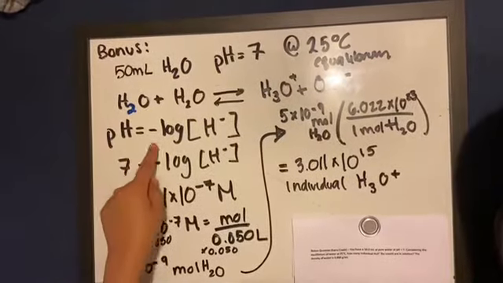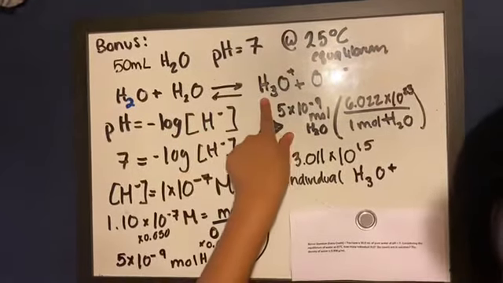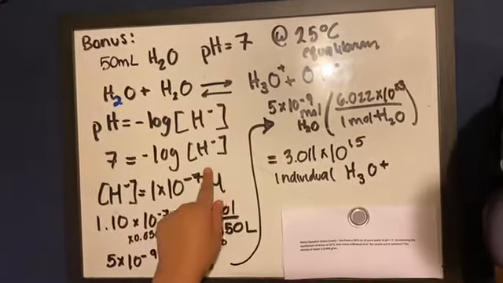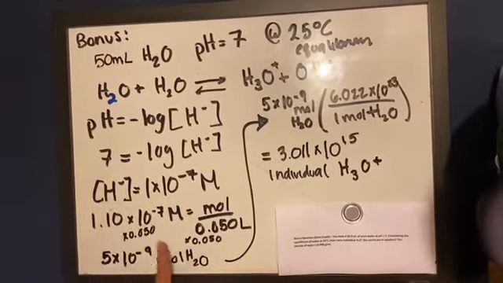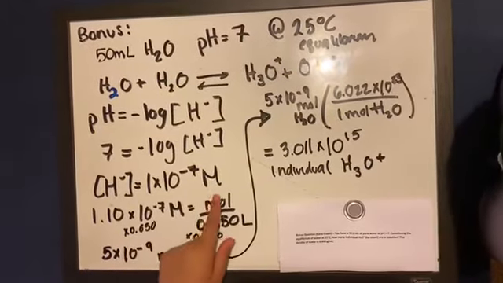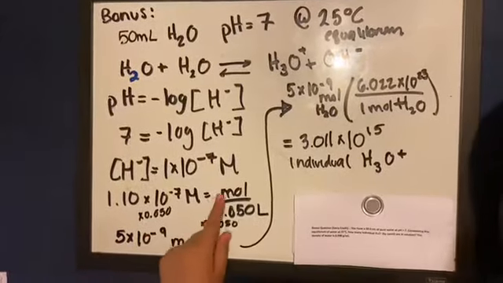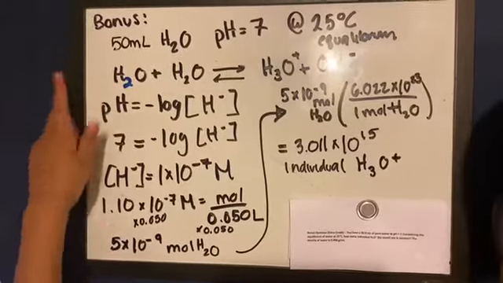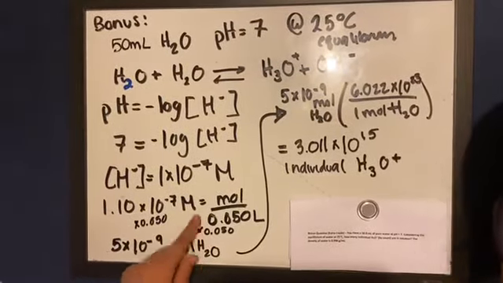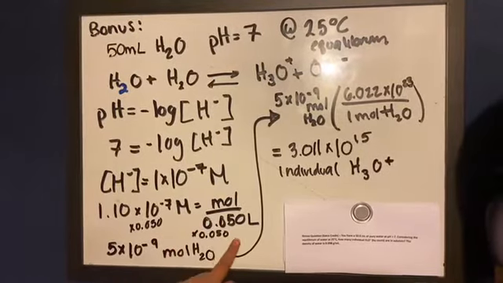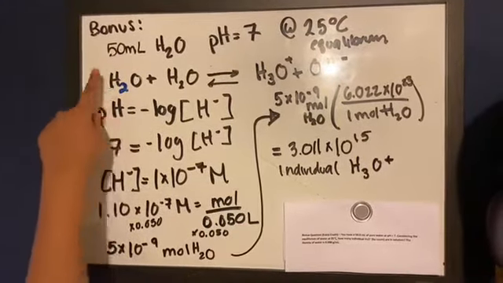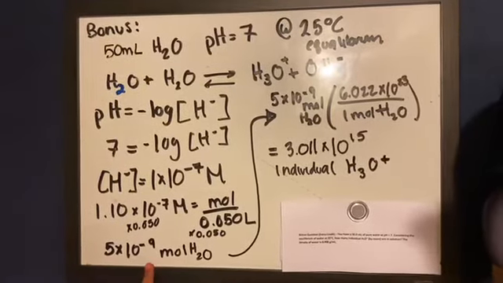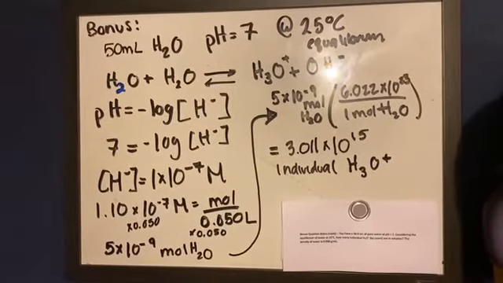So we know pH equals negative log of the H3O+ concentration. So 7 equals negative log of the concentration. We come out, the concentration turns out to be 1 times 10 to the negative 7 molarity. And then we are trying to figure out the amount of moles in that molarity. So we know we have the milliliters, and we know molarity is moles over liters. So to figure out the moles, you're going to multiply by 0.050 liters, which is the 50 milliliters converted into liters, to get moles to be 5 times 10 to the negative 9.